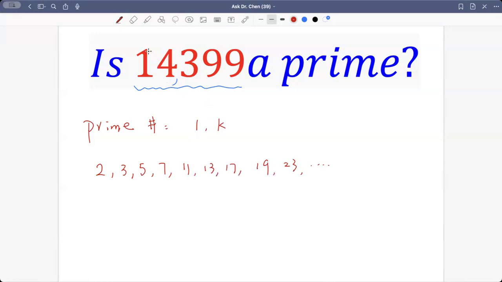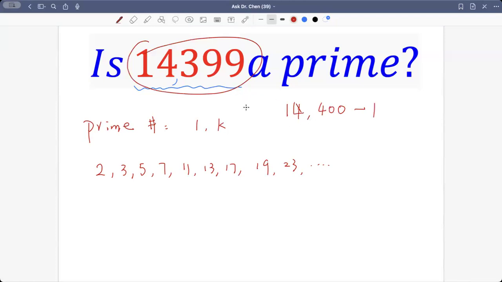One way to check if this number is a prime is to check whether it is divisible by all those prime numbers. But that takes too long. We don't want to do that. So we observe this number, 14,399. It's the only one different from 14,400, right? Because if we subtract 1 from 14,400, we get 14,399.